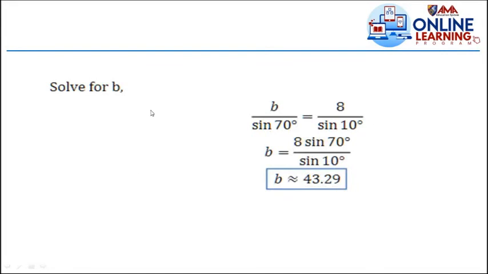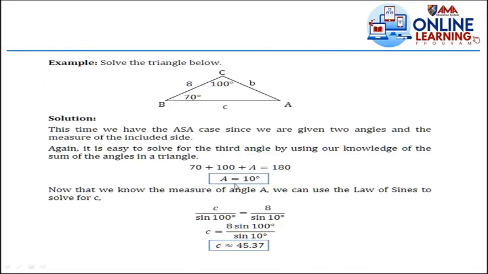Next, for side b, b over sine of angle B is equal to 8 over sine of angle A. Again, by cross multiplication, side b is equal to 8 sine 70 degrees divided by sine 10 degrees. So therefore, side b is equal to 43.29. So those are now the example and the given condition in solving an oblique triangle using the law of sines.